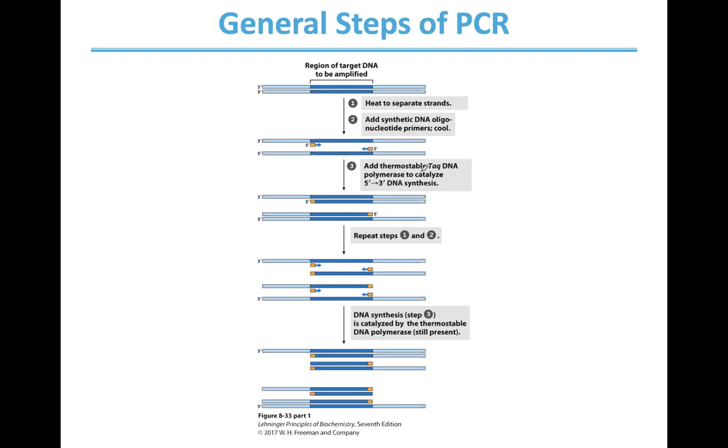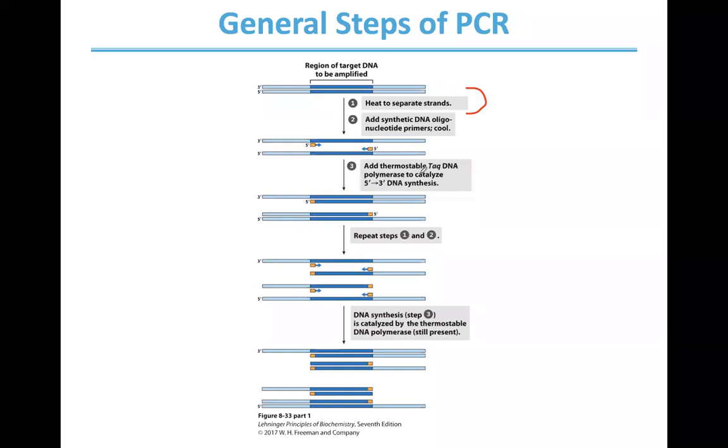And then you add a thermostable Taq DNA polymerase. So Taq is... I have a question. Excuse me. Are you heating to denature the DNA essentially? Yeah, so the first heating is to denature the DNA. That's right. Okay, perfect. Thank you. Yeah, denature to separate the strands. That's right. To separate the strands.